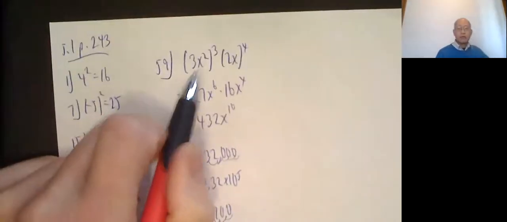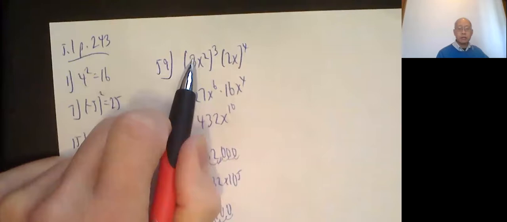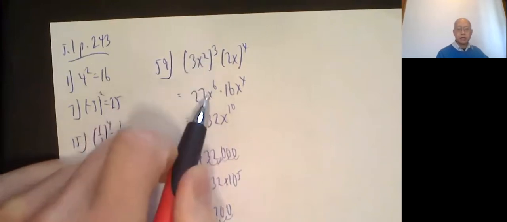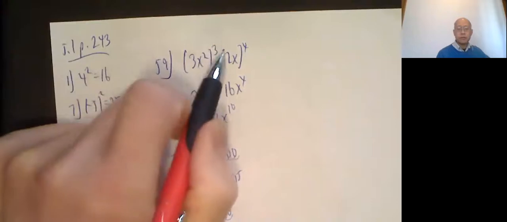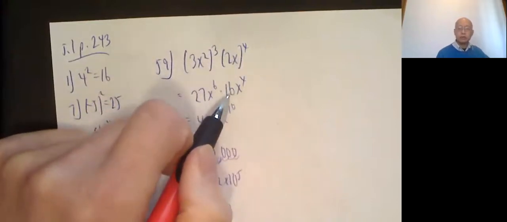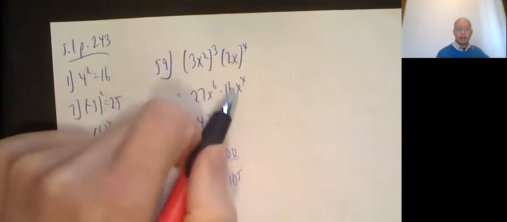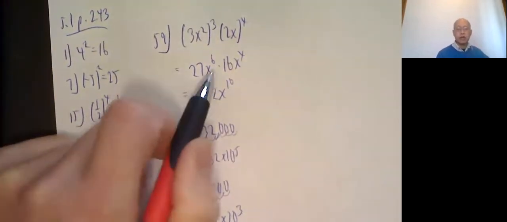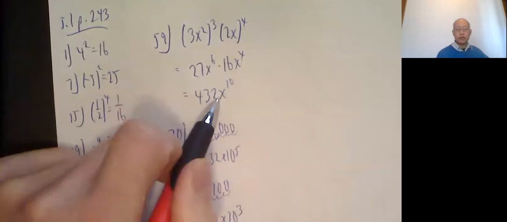59, 3x squared cubed, you cube the 3. 3 times 3 times 3, 27. x squared cubed is x to the 6th. You raise each of these to the 4th power. 2 to the 4th, 16. 2 times 2 times 2 times 2, x to the 4th. Then I multiply 27 times 16 is 432. x to the 6th times x to the 4th is x to the 10th.